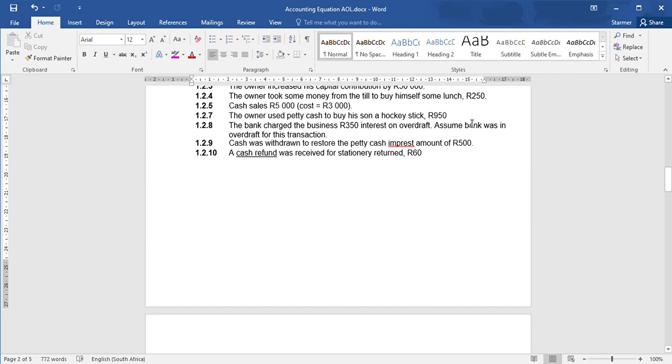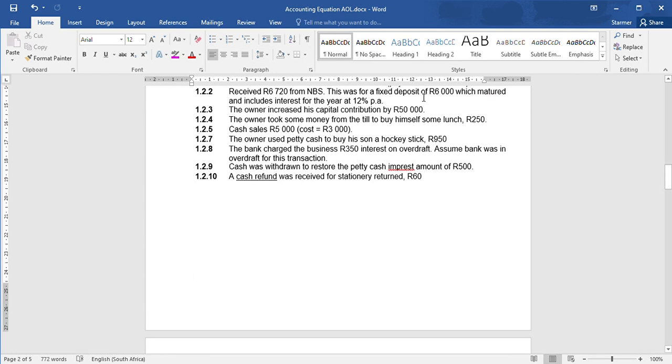Right, then the next one, the owner took some money from the till to buy himself lunch. You mustn't mix up cash float and petty cash. Cash float is the money you leave in your till so you can give change to customers. Petty cash is when you keep some money aside and you use it to make small payments where you don't want to pay by EFT. So for this one here then, the owner is taking money out of the till, so he's taking money out of the cash float basically.